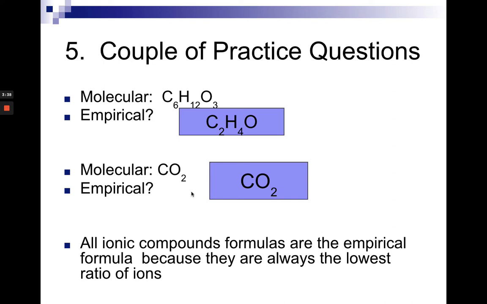Now, for CO2, the empirical formula is simply CO2. Sometimes molecules are at their lowest ratio, just that's the way they're put together. But again, ionic compounds are always empirical formulas. So this distinction between molecular and empirical formulas has mainly to do with covalent compounds.